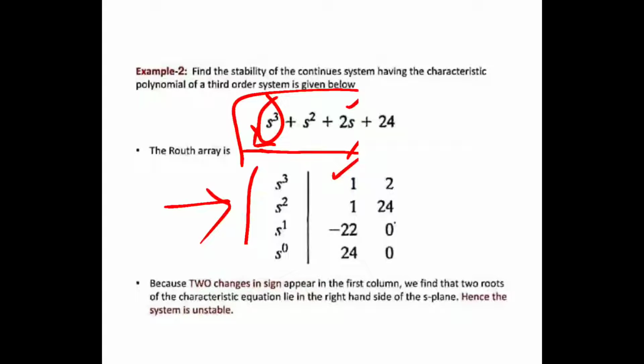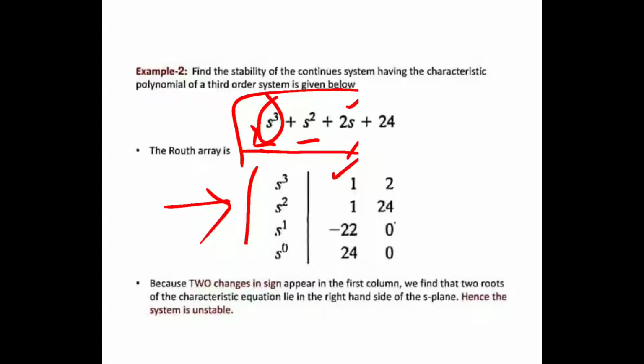Then the second row elements are 1 and 24. They are written in the second row. So the first two rows can be determined directly from the characteristic equation. Now what about the other rows? We have to calculate the other row elements by some mathematical calculation, much like a determinant.